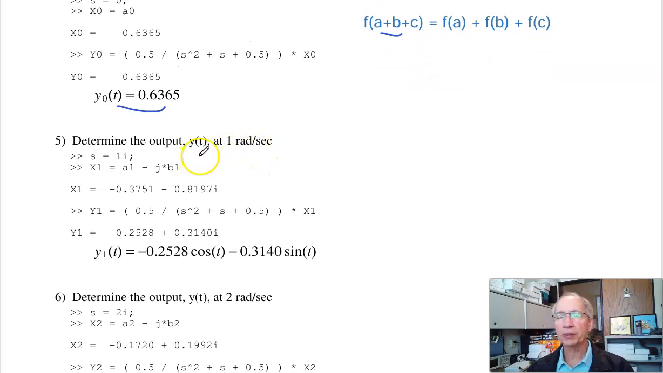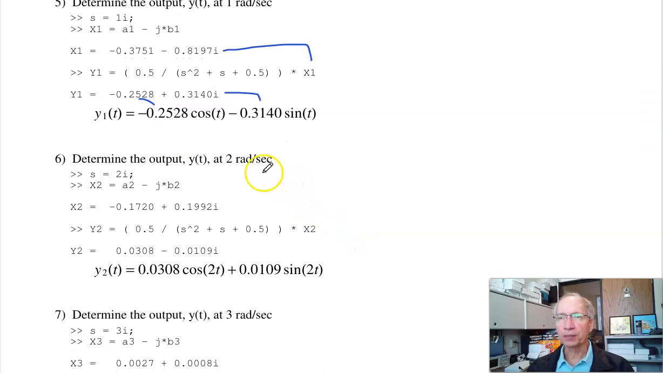Let's go on to 1 radian per second. At 1 radian per second, s equals j. X is what we calculated before. At the first harmonic, the cosine term and the sine term, in phasors, the way you represent that, the real part's cosine, minus j is sine. That's where that minus sign comes from. Output is gain times input. Here's the gain. I calculate the gain at 1 radian per second times the input at 1 radian per second. There's x. I get the output at 1 radian per second. Real part's cosine, minus j is sine.